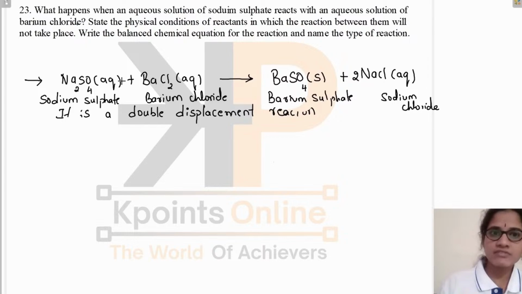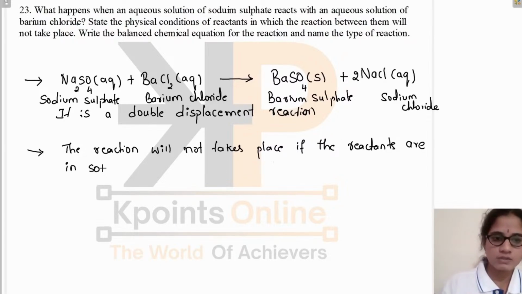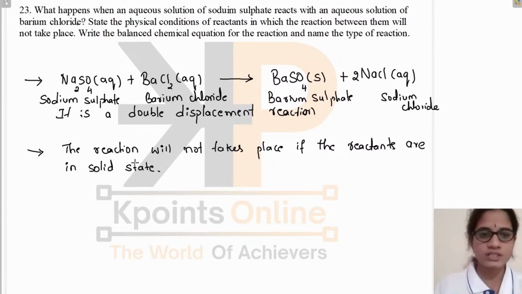Now we have mentioned the physical states. We have also mentioned the type of reaction. Now we have to say that under what physical states the reaction will not take place. Okay, the reaction will not take place if the reactants are in solid form, as there is no exchange of ions. Okay. So this is the answer for this question.